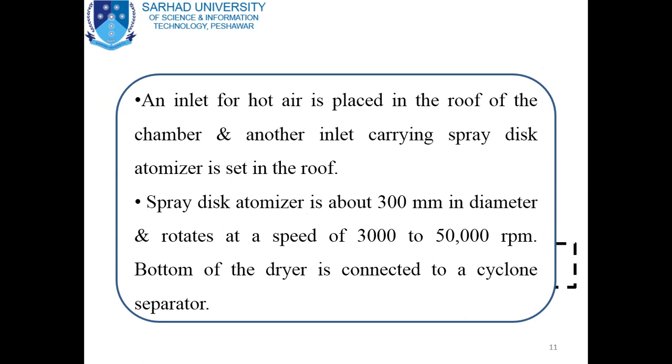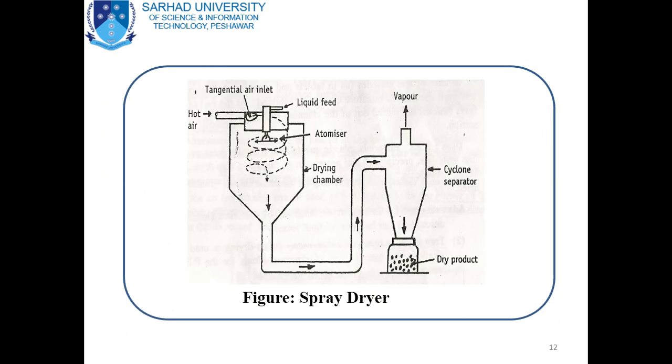Now, this is one of the diagrams. That is the hot air inlet and the tangential air inlet, and the liquid we want to dry. That is one of the return gases, the unprocessed material or liquid feed or fluid, and it is atomized using that particular atomizer. It forms a radial shape, that is a cone.